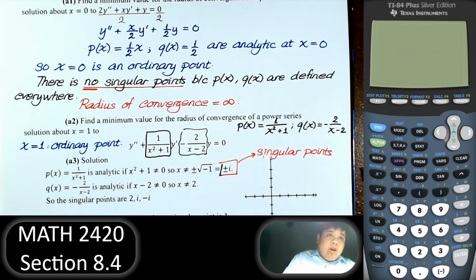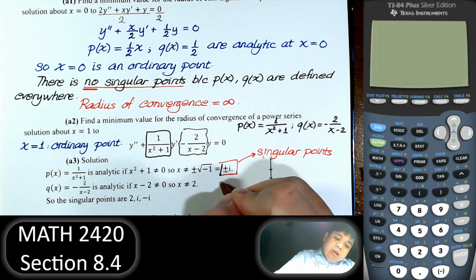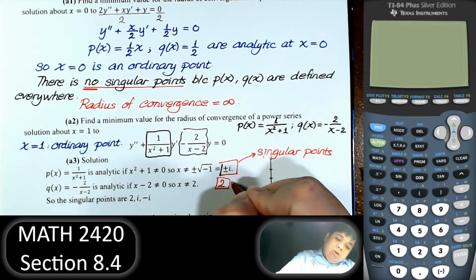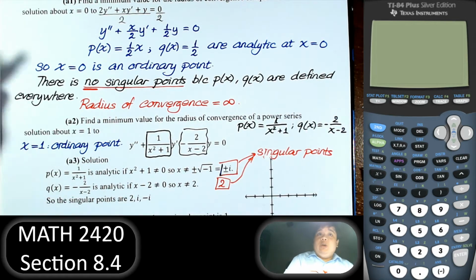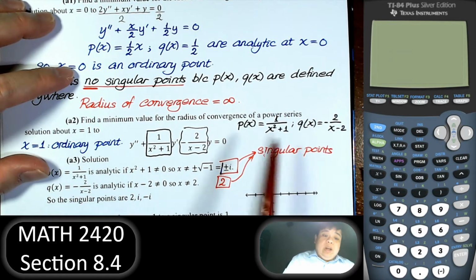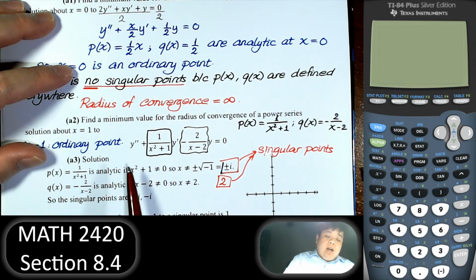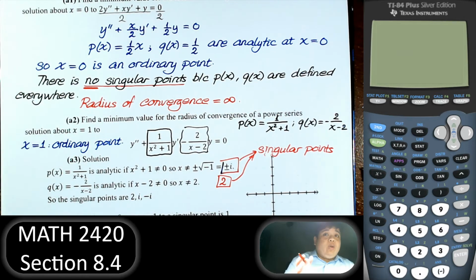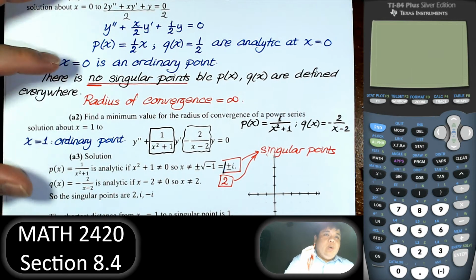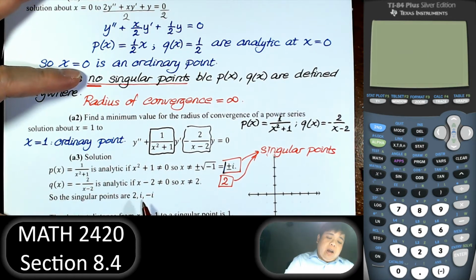And the second function k of x is defined if the denominator is not equal to 0. So we have x not equal to 2. So 2 is also a singular point, because when x equal to 2, k of x is undefined. When x equal to i or negative i, p of x is undefined. So we cannot write the solution if p of x or k of x is undefined, right? So we have singular points at 2, i, and negative i.